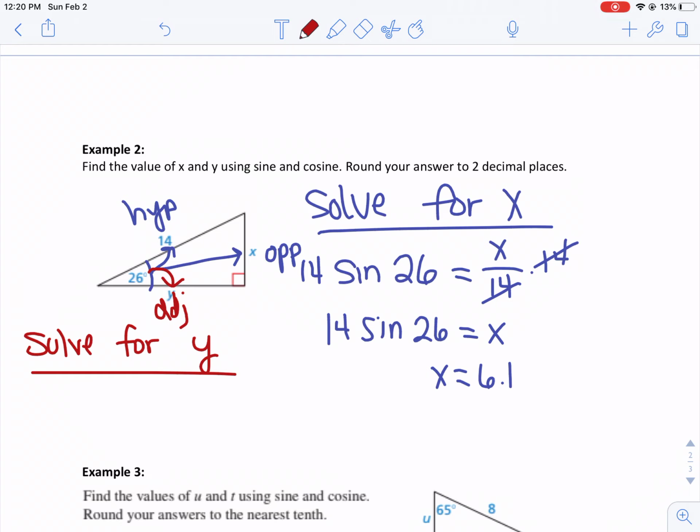But if you solve for x incorrectly and then you try to use it in the next one, then you're going to get y incorrectly. So my advice is to try to stay away from the ones that you've solved for and just use what was already given to you.